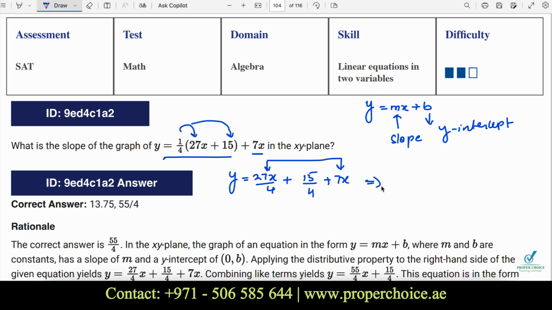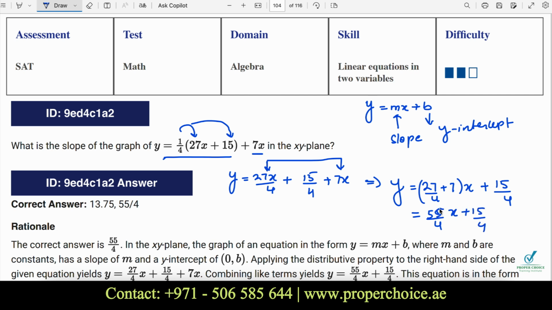So 27x by 4 and 7x are like terms. You can simply rewrite it as y equals (27 by 4 plus 7) x plus 15 by 4. Adding 27 by 4 plus 7 is something you can do in Desmos. If you can do it manually, well and good; if you don't, you can use Desmos. Combined, that gives us 55 by 4, then x stays as it is, plus 15 by 4.